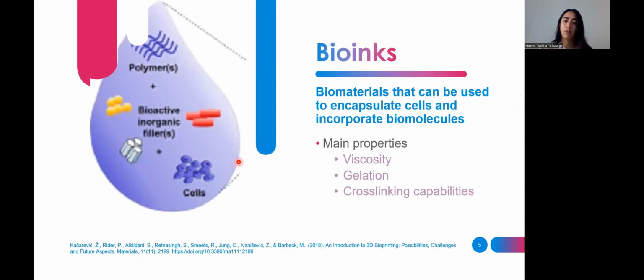Now, something very important, as I mentioned, are bioinks. These are biomaterials that can be used to encapsulate cells and incorporate biomolecules. Their main properties are viscosity, gelation, and cross-linking capabilities. These properties can significantly affect print fidelity, as well as cell viability, proliferation, and morphology after printing.